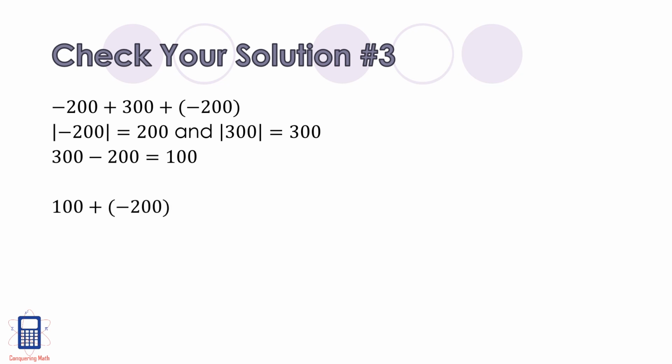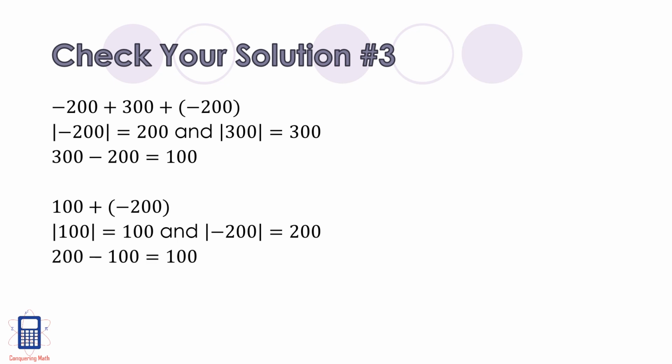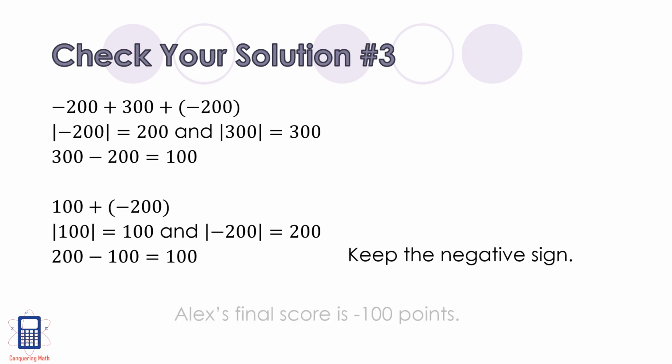And now we'll repeat the same process. We'll find the absolute values. And because, again, they had opposite signs at the start, we need to subtract. So 200 minus 100 is 100. Now keep in mind, this time, the greater absolute value came from the negative number. So that means we need to keep the negative sign. So the answer to our problem is that Alex's final score is negative 100 points. I think Alex might have to practice this game a little bit and go back and try again tomorrow.